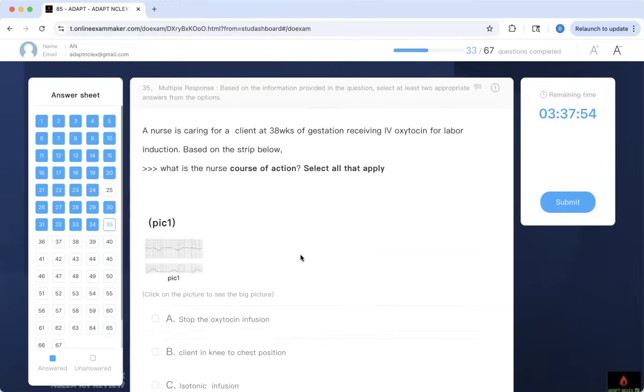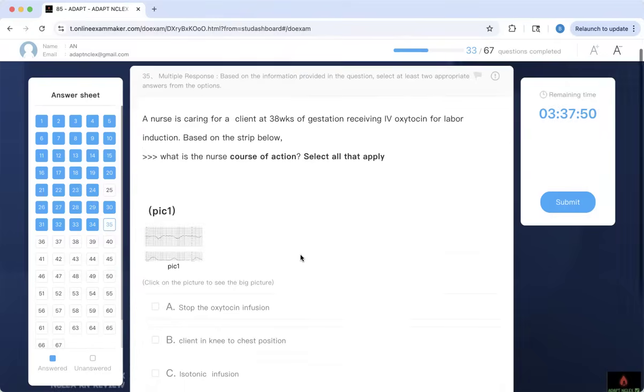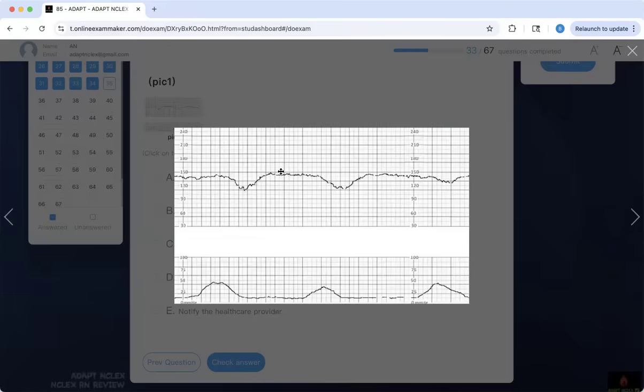Same thing. It's caring for a 38-week gestation who's receiving Pitocin for induction. What did you see? You saw this. How do you read this problem? Look at the bottom. That's the mother's contractions. You need just 5 contractions in 10 minutes. Then look at what the baby is doing and see if, when mommy contracts, something is happening to the baby. Look at it. Mommy contracts, nothing happening. At the peak, nothing. And then the baby goes down. Mommy contracts, and at the peak, the baby goes down.